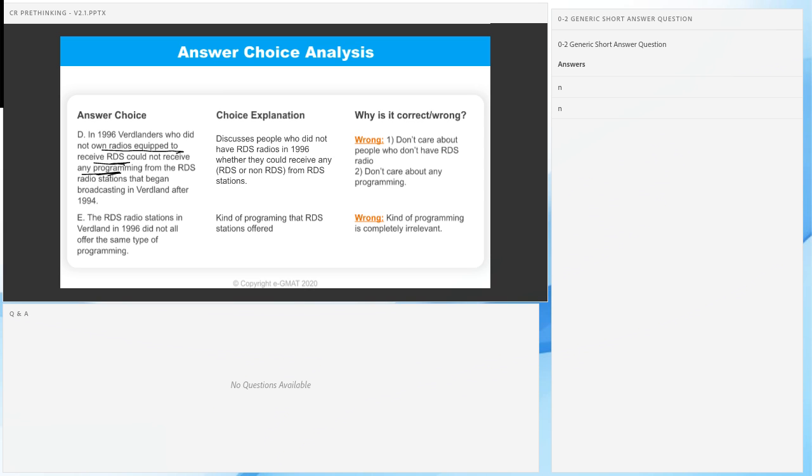Do we care about people who don't have RDS radio? Absolutely not. Do we care about any programming? Absolutely not. So why is this wrong? It talks about the wrong people. It talks about the wrong programming. It's completely irrelevant to my conclusion.